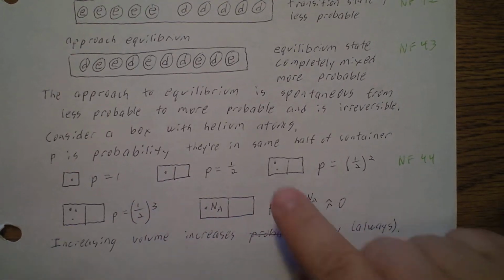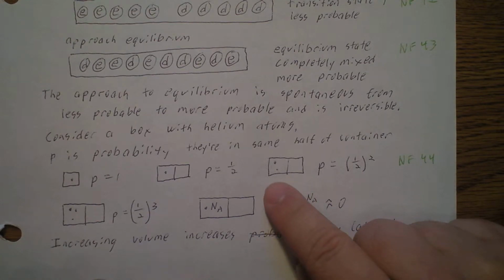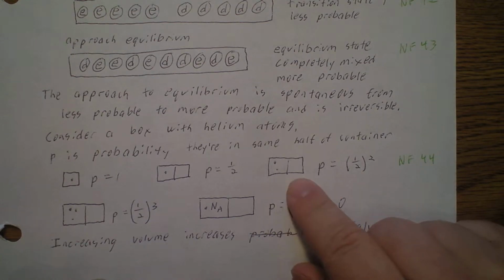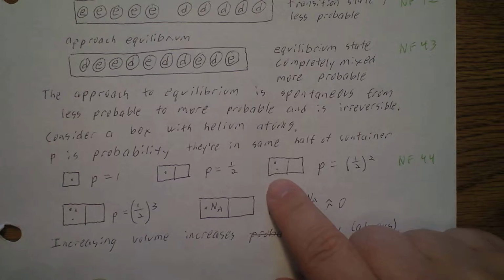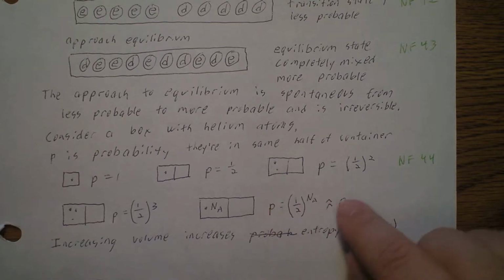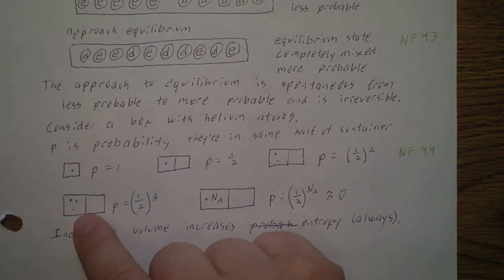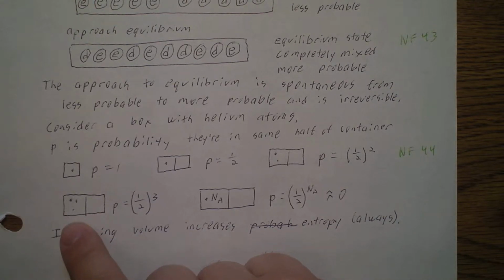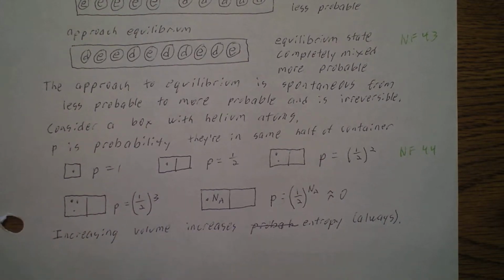Now, let's say same thing, we have a container, there's two parts. But now we have two helium atoms. What's the probability that both helium atoms are over here on the same side? Well, it's 1/2 squared. Likewise, let's say we have a container and with three helium atoms. What's the probability that all three helium atoms are on the same part? Well, then we would say it's 1/2 to the third power.